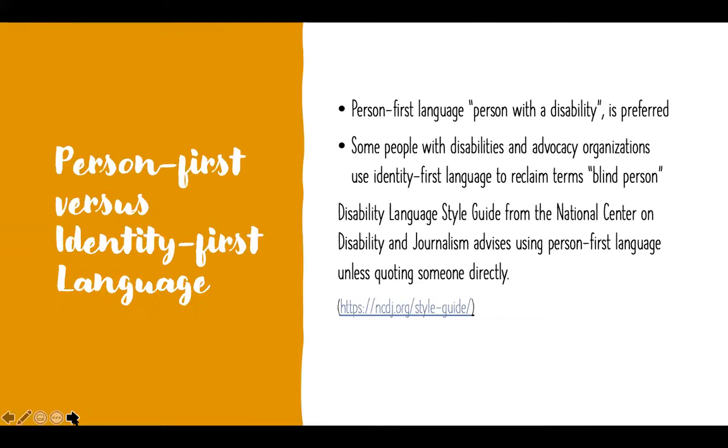Next slide, please. So you've been noticing that I've been bouncing around a little bit between person first and identity first language. So person first, person with disability is preferred. However, you'll notice that some people with disabilities and advocacy organizations use identity first language, as in blind person, or in our case, National Federation of the Blind. This is reclaiming identity, emphasizing a neutral characteristic, and so forth. But follow the style guide for the reference there for National Center on Disability and use person first language unless using a direct quote. And a lot of this that I've copied is a direct quote. And so that's why I've been switching back and forth, but you'll see that a lot. Next slide, please.